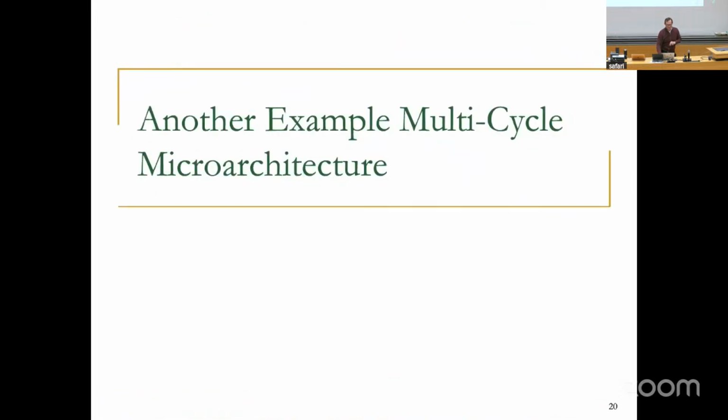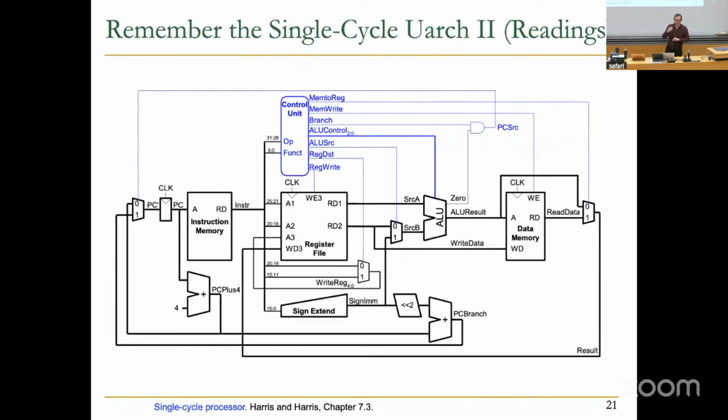So let's build another example multi-cycle microarchitecture. I'm going to follow your book. If you're interested, you can look at your book. I don't remember if it's 7.3 or 7.4. Maybe someone can verify this. Maybe the figure is in both places. I thought it was 7.4, but this says 7.3, so there might be a bug over here.